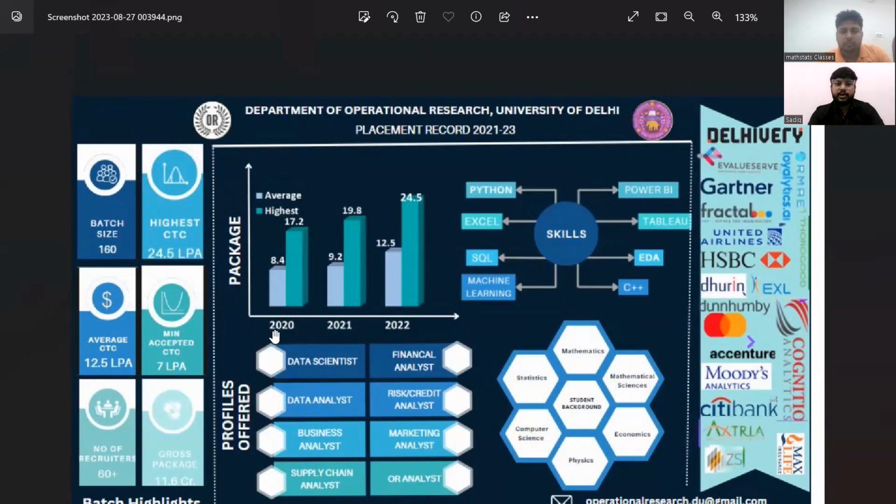And you can also compare in 2020, the average package was 8.4 and the highest was 17.2. In 21, 9.2. So the placements are increasing year by year, and the average package is also increasing. And these are the skills possessed by the students: Python, Excel, machine learning. Along with a lot of skills you are going to learn in your course curriculum that I have already discussed. SQL, you will learn SQL in the course. In machine learning, you will learn machine learning in the course.